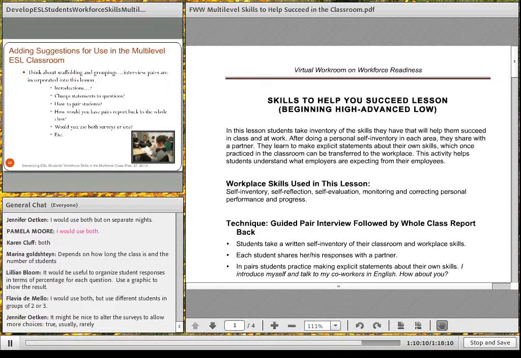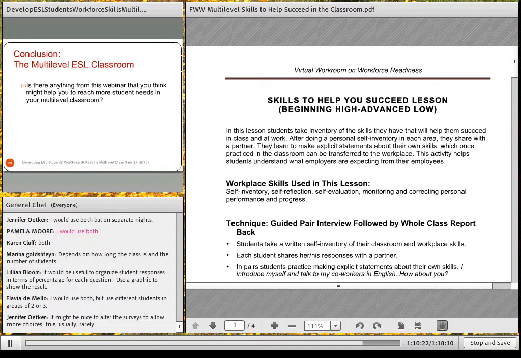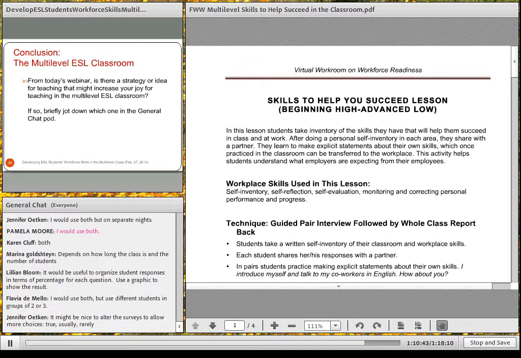You know your classes, you know your levels, you know your students, and the beauty here is that you've all given a lot of ideas about how to make these lessons more comprehensible and more meaningful for your students. So in conclusion, I'm just going to scoot along here, our time is flying by. I would ask you these. Is there anything from the webinar that you think might help you to reach more student needs in your multi-level classroom? We're going to have to kind of scurry through these.